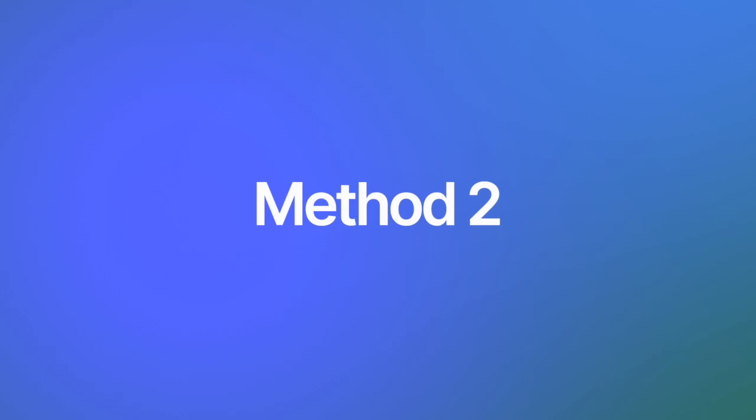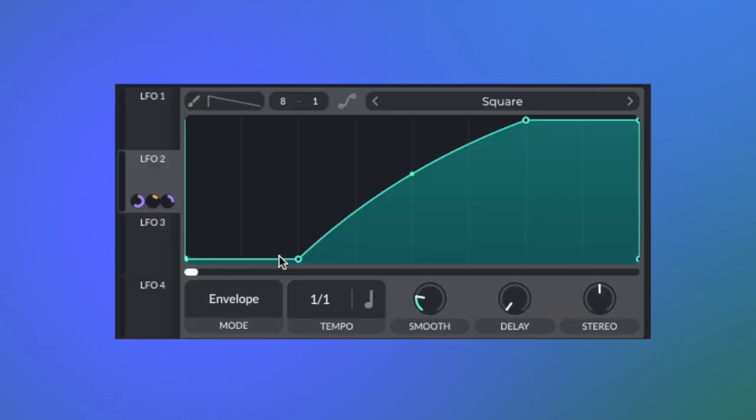We're going to use the LFO in envelope mode. Here is our delay section, then it's going to fade in and it's going to remain at the top. Assign this to the volume of oscillator 2.